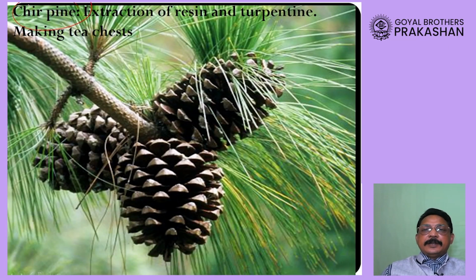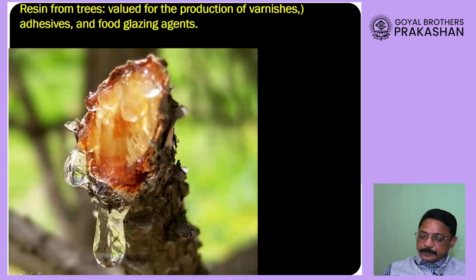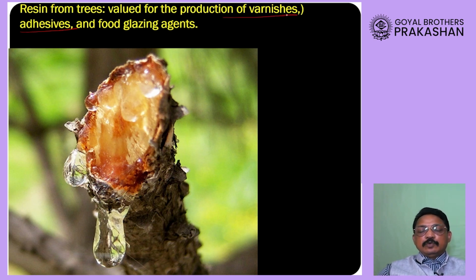Chir pine is another plant, dear students. We make resin from this plant. Turpentine, that is actually a type of paint material, and tea chests are also made from it. Now this resin I was talking about some time back is used to make adhesive, that means gum-like material. Then also for varnishes, which are added on top of wood in order to give it a shiny appearance.